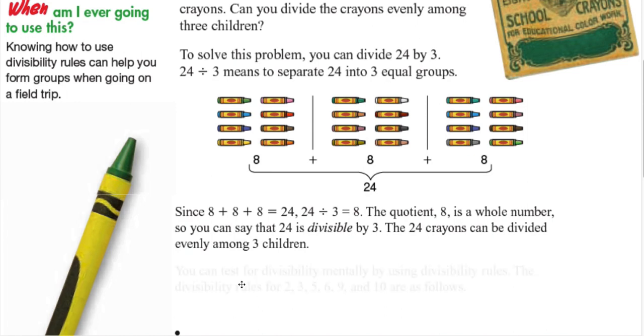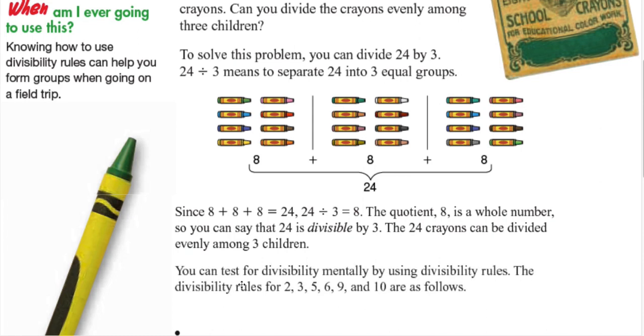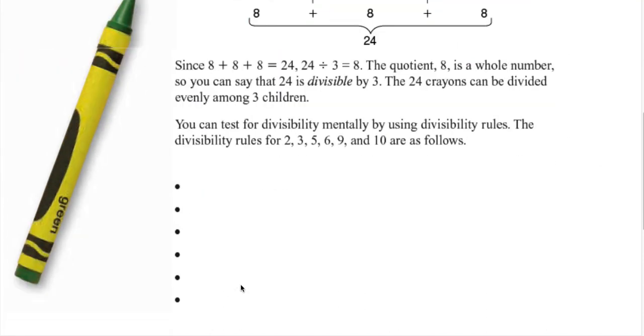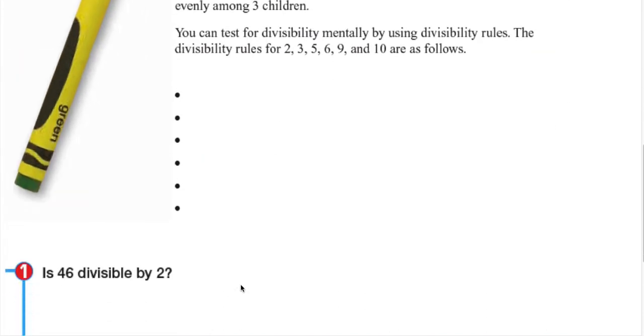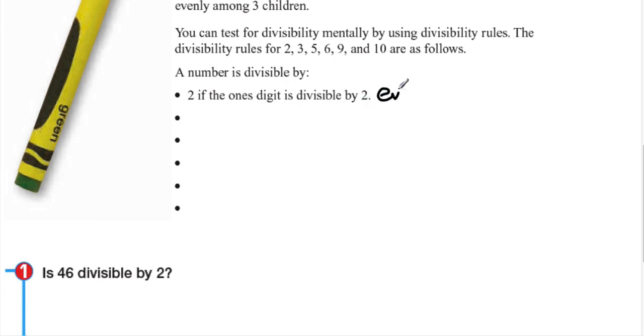Now you can test for divisibility mentally by using divisibility rules. The divisibility rules for 2, 3, 5, 6, 9, and 10 are as follows. A number is divisible by 2 if the one's digit is divisible by 2. Another way to look at this is that if the number is even, the number is divisible by 2.